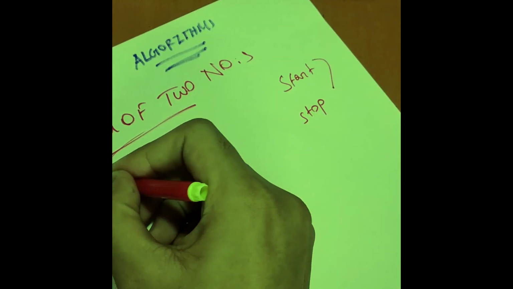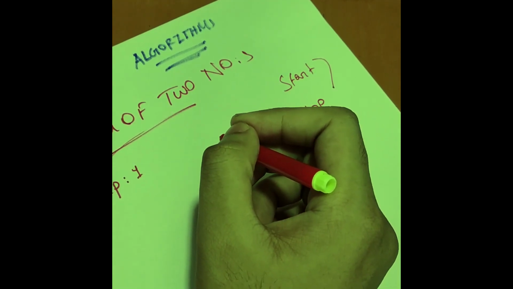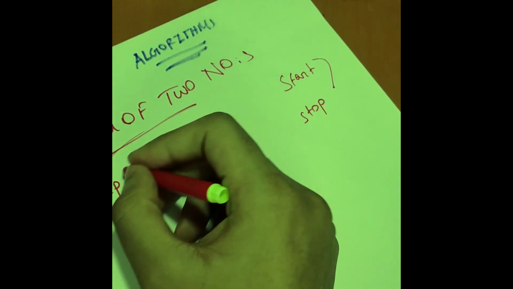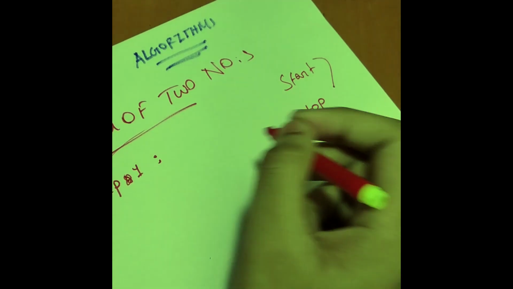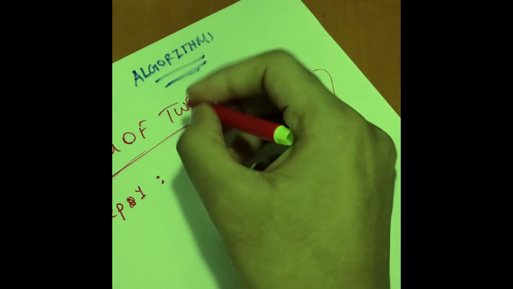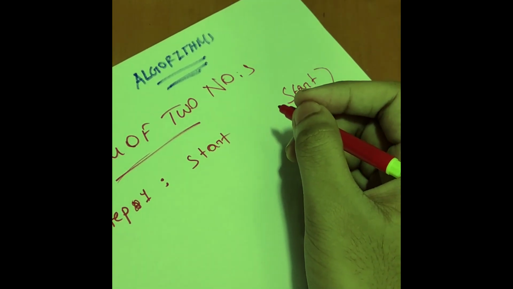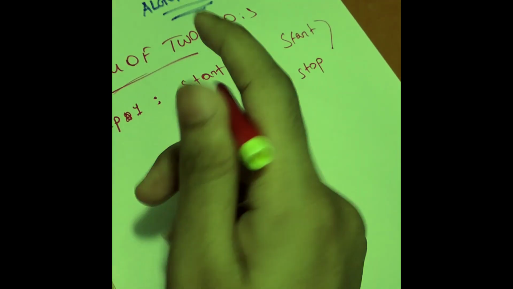Step 1. What is step 1? It is actually written like this. Step 1, colon. Step 1 is start. Similarly, like a flowchart, step 1 is start.